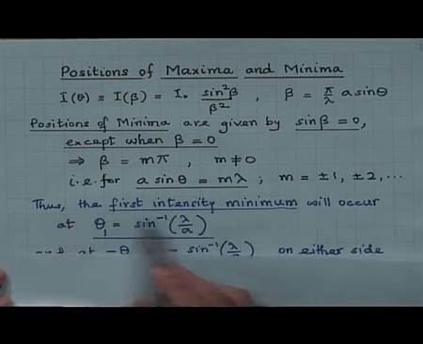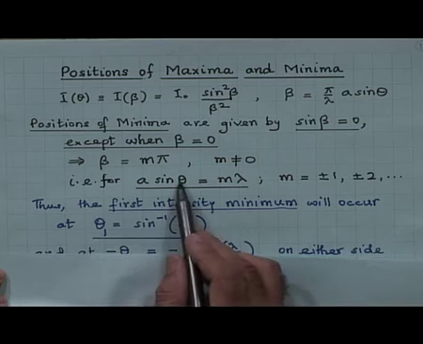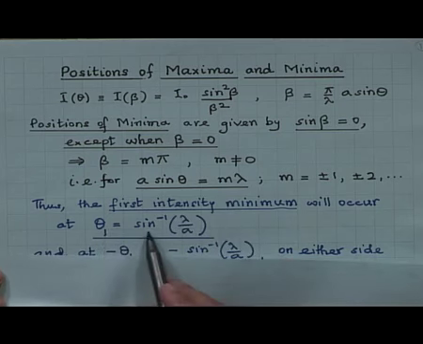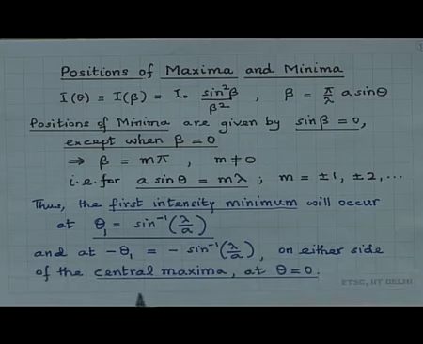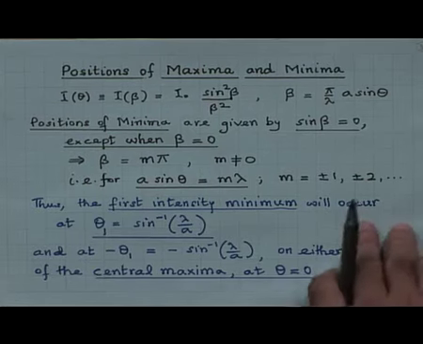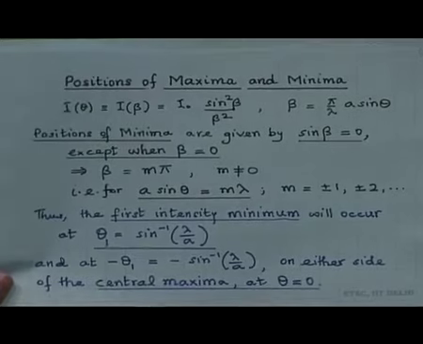Thus, the first intensity minima will occur at an angle theta 1, where if you put m equal to 1, theta 1 is equal to sin inverse lambda by a, and at minus theta 1, that is minus sin inverse lambda by a, on either side of the central maxima at theta equal to 0. Now, let us see a little bit more by putting some numbers.